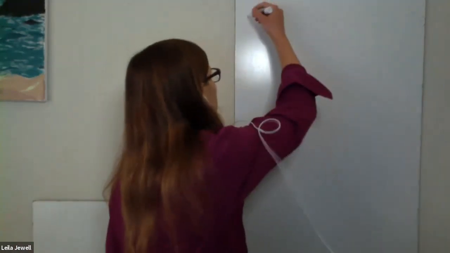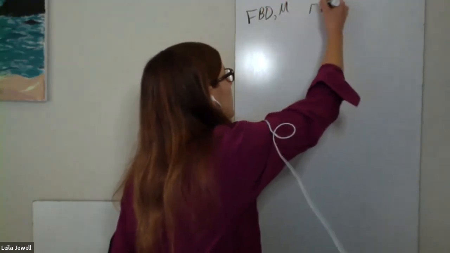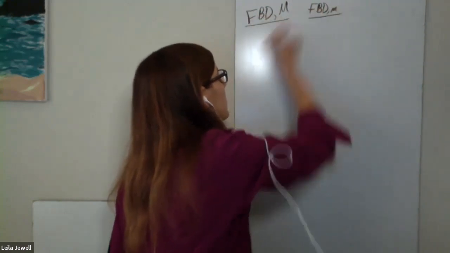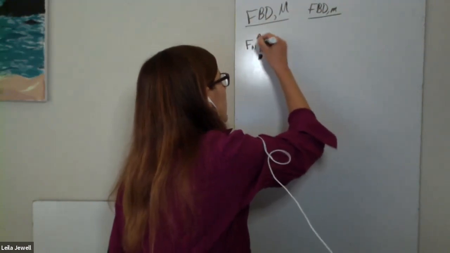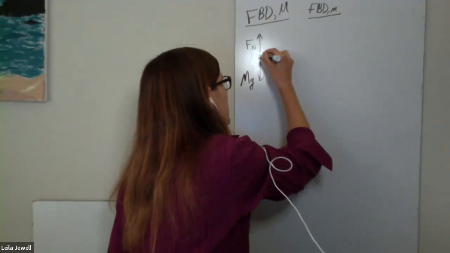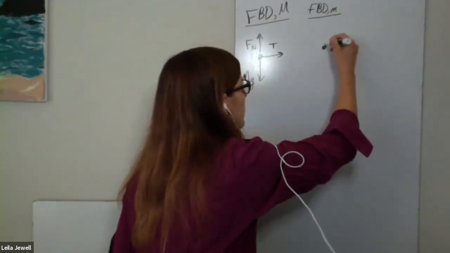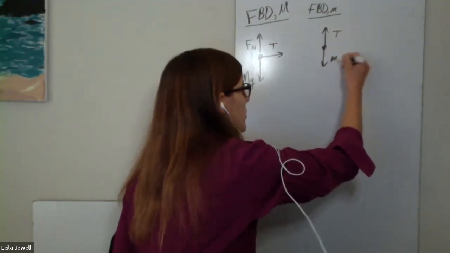And I'll recopy my free body diagrams for big M and little m. For big M, we have the normal force up, big Mg going down, tension to the right. For little m, we have tension going up, and little mg going down.